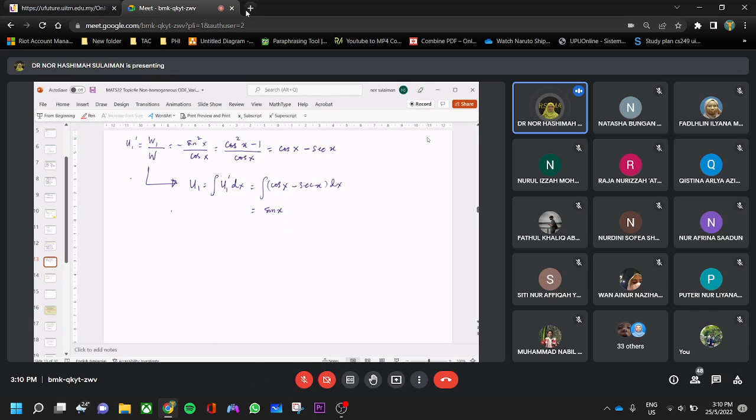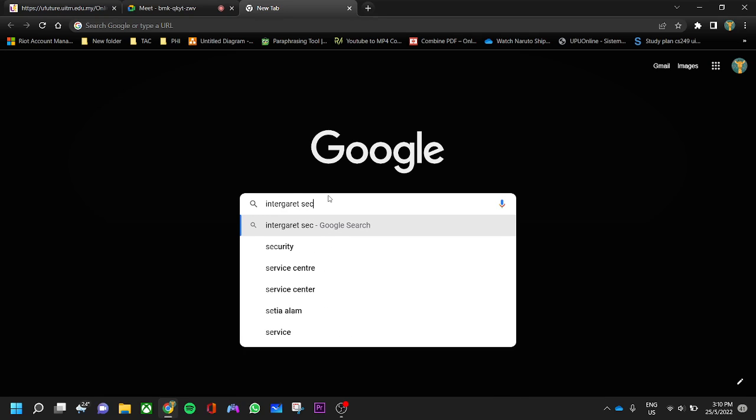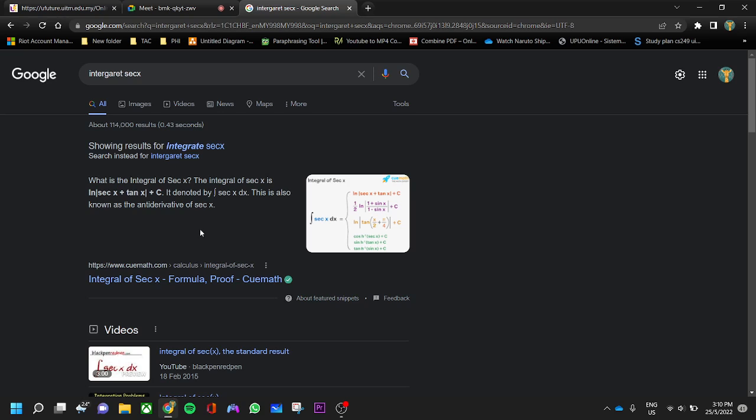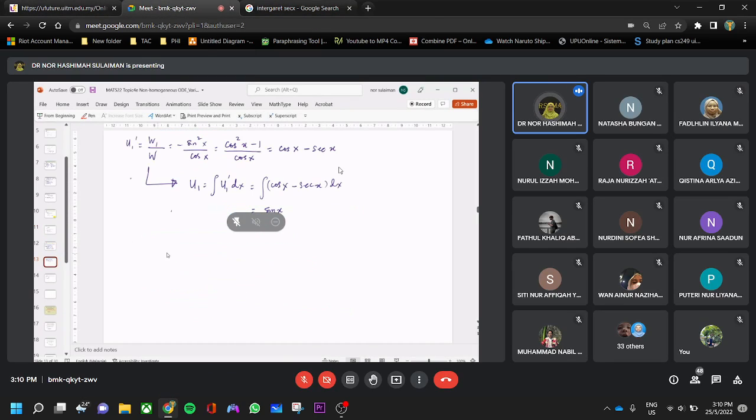Tengok you punya list of formula tu. Integratekan secant x dapat apa? Boleh google lah kan? Log secant x tambah tangent x. Dia akan dapat ni, log secant x tambah tangent x. You all boleh google lah ya. Minus log secant x plus tangent x. Okay, at this point in time, kita ignore the constant of integration.